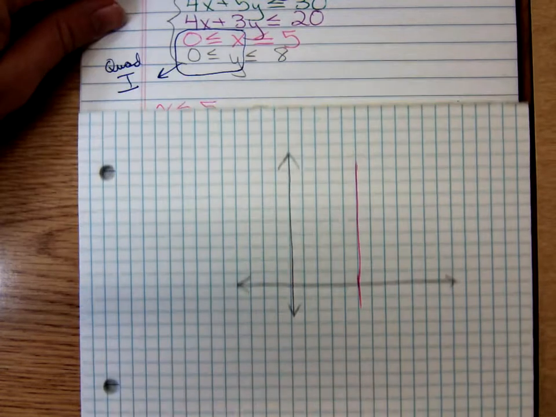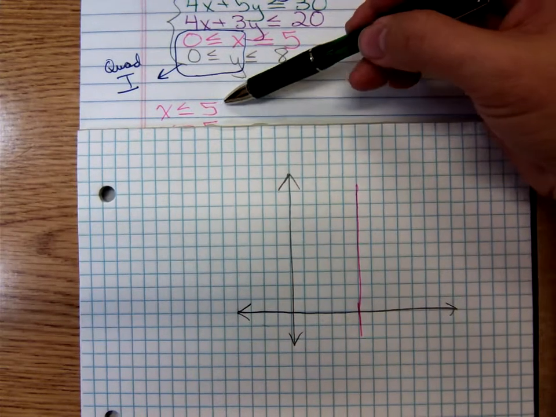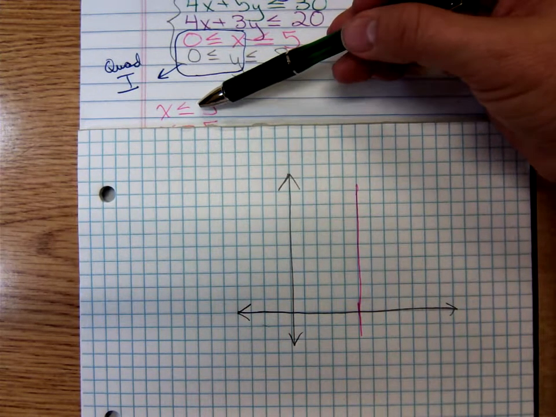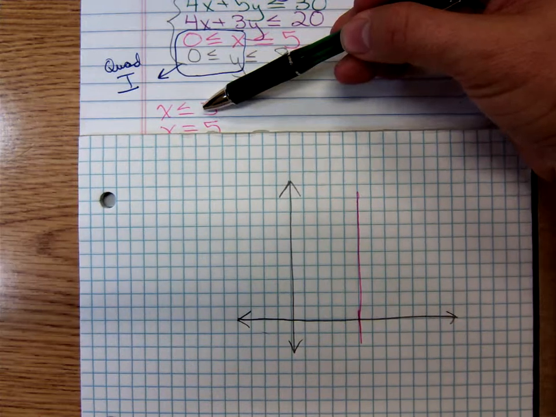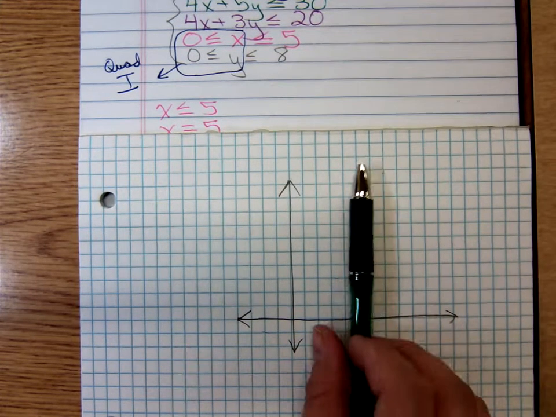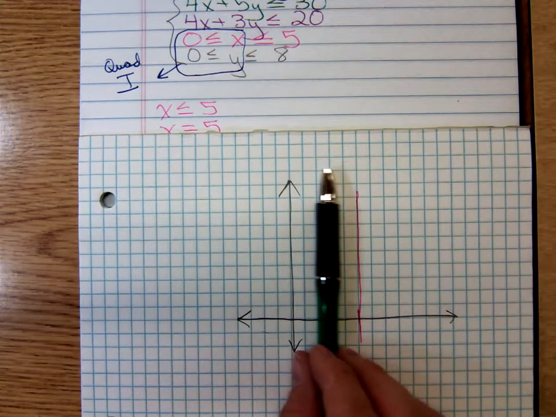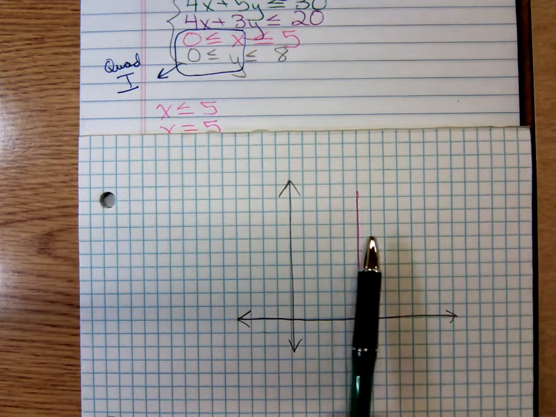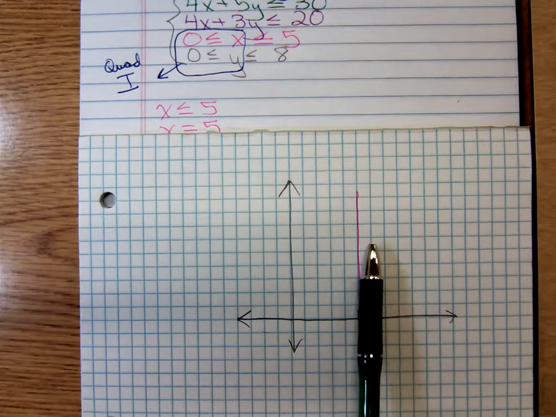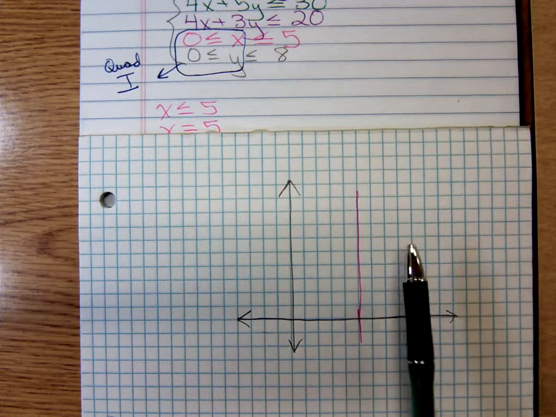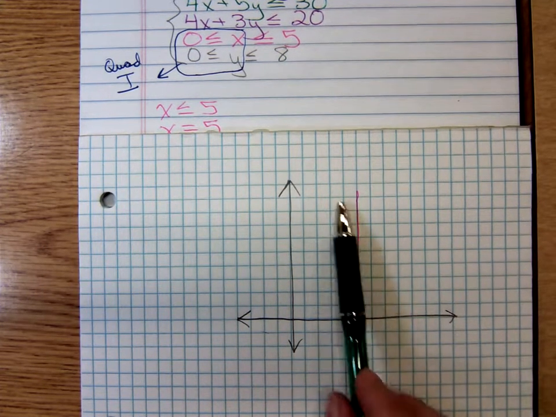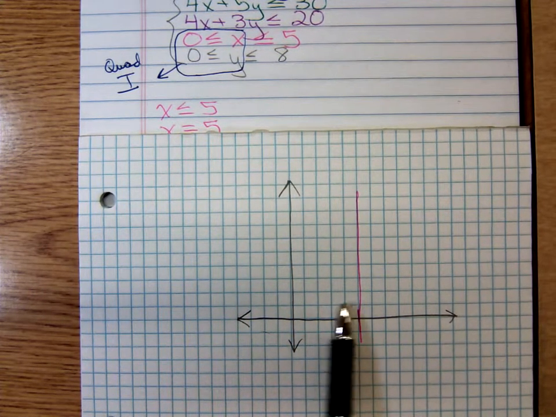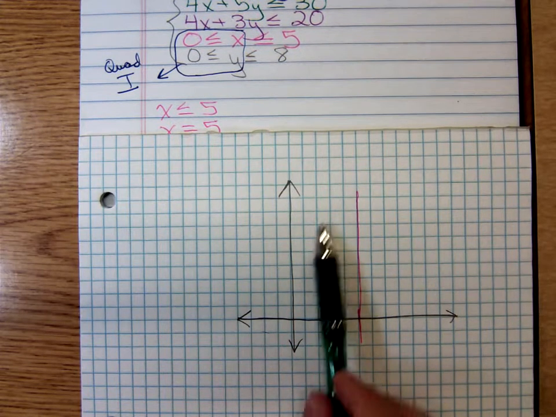Next, think about this inequality. Where are the x values less than or equal to 5? Well, that'd be to the left out here. So I've just now shaded between the y-axis and the x-axis in the first quadrant. So at this point, I have that little unbounded region shaded.